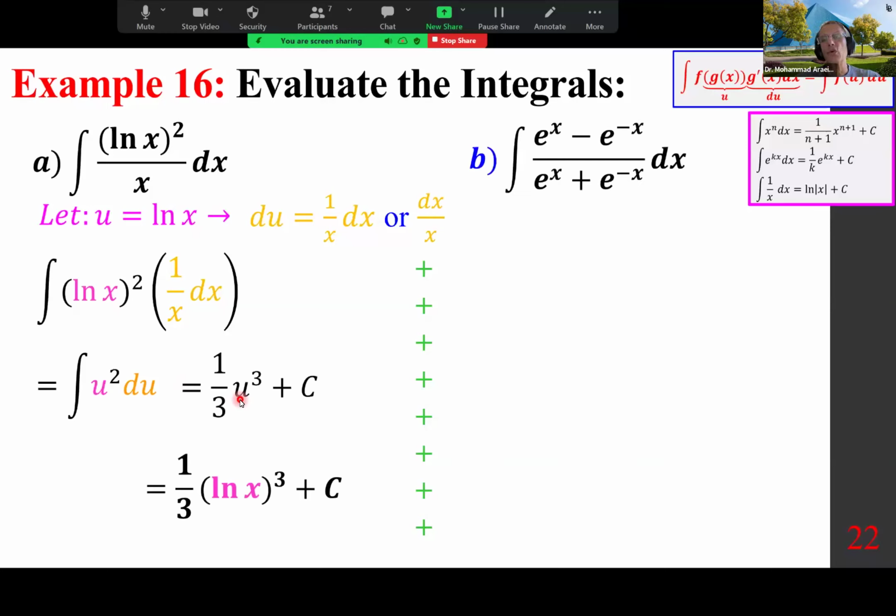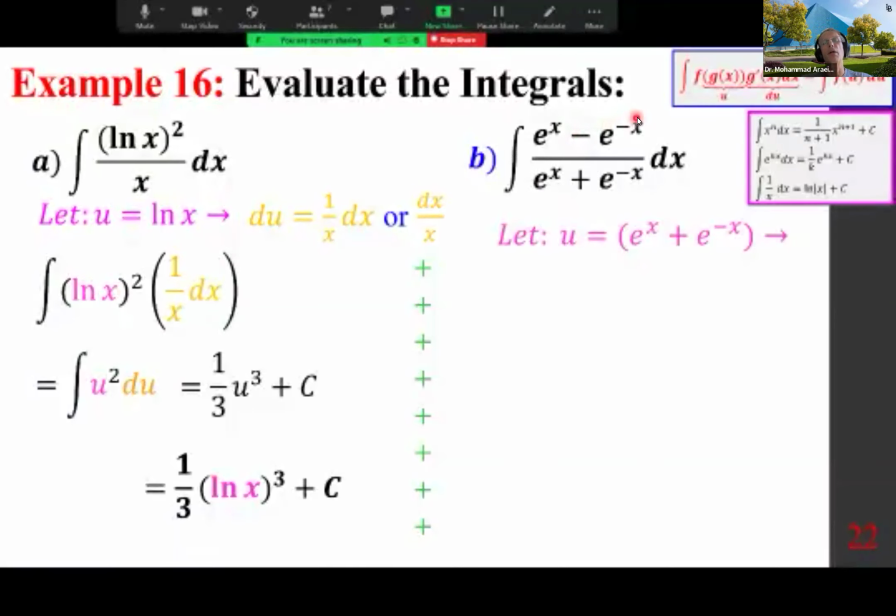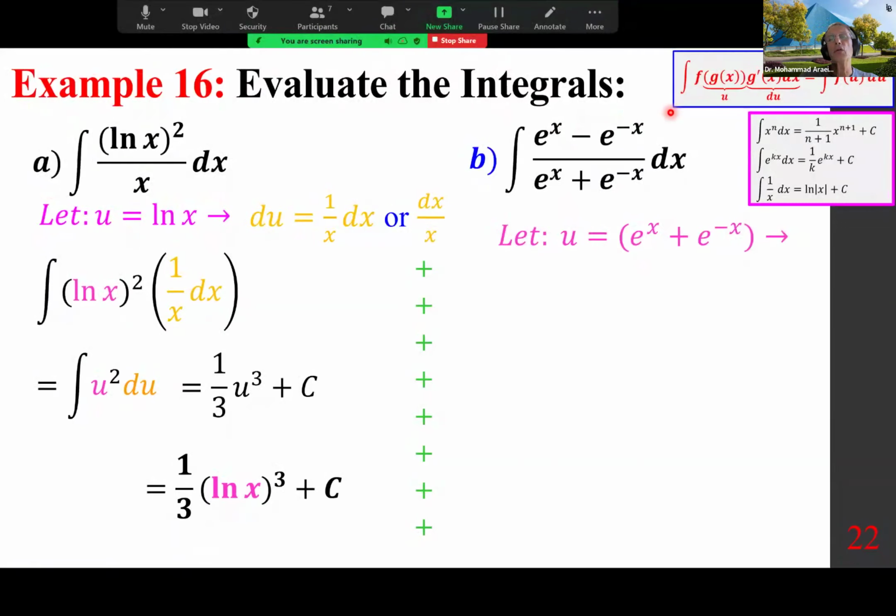Anytime you have a fractional format, after you put it in lowest terms, you ask yourself, if I choose u to be the denominator, I hope you recognize that its derivative is the numerator. So e to the power of x, the derivative is e to the power of x, plus e to the power minus x, the derivative is minus e to the power minus x. Therefore, if the numerator is the derivative, the numerator times dx is du.